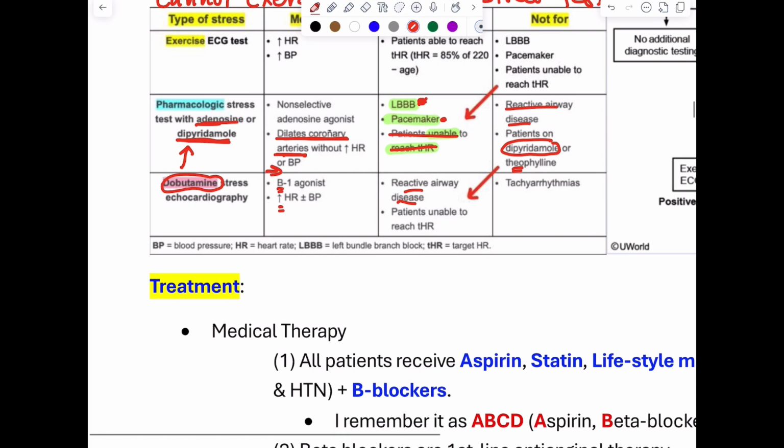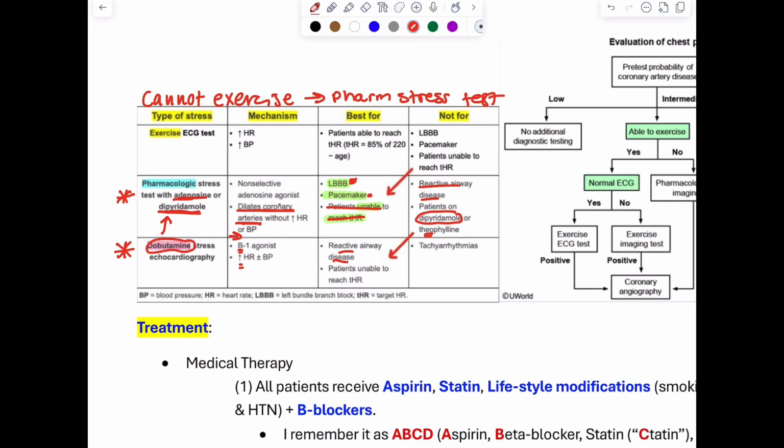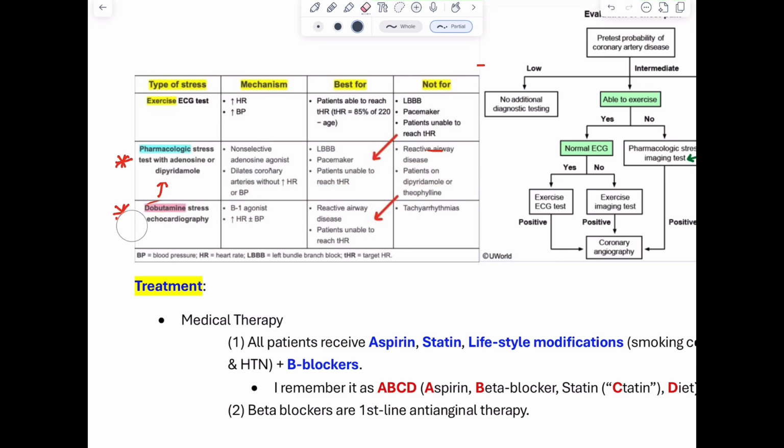So basically, choosing this versus this is really going to depend on your patient's health. Do they have reactive airway disease? Are they on dipyridamole for any condition? Are they on theophylline? If they are, then you just move on to this. But basically, this is how you choose what type of stress test you're supposed to do based on your patient.